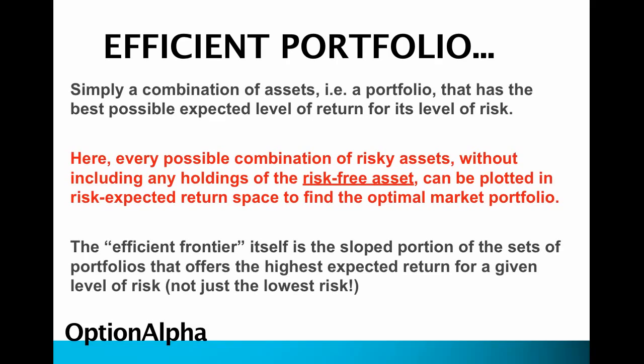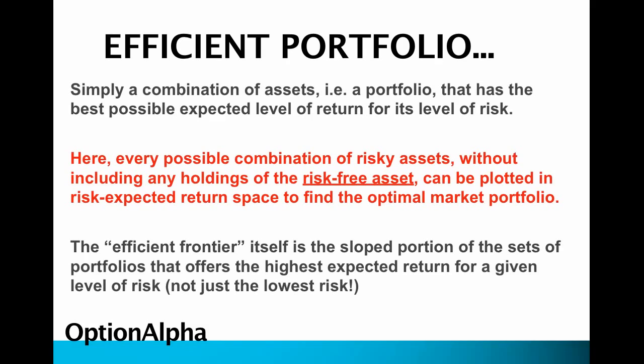This is a combination of as many different stocks with as many different risk features that creates the optimum level of risk versus return. So here, every possible combination of risky assets, without including any holdings in risk-free, which are treasuries, can be plotted onto a risk expected return space to find the optimum market portfolio. And we're going to go over that. So what it's basically doing is taking every combination of assets. You could take stock A and B and C, and A and C, and all those different combinations, and you can plot their risk versus return onto a graph, and you want to choose the one that has the best possible or most optimal risk versus return.